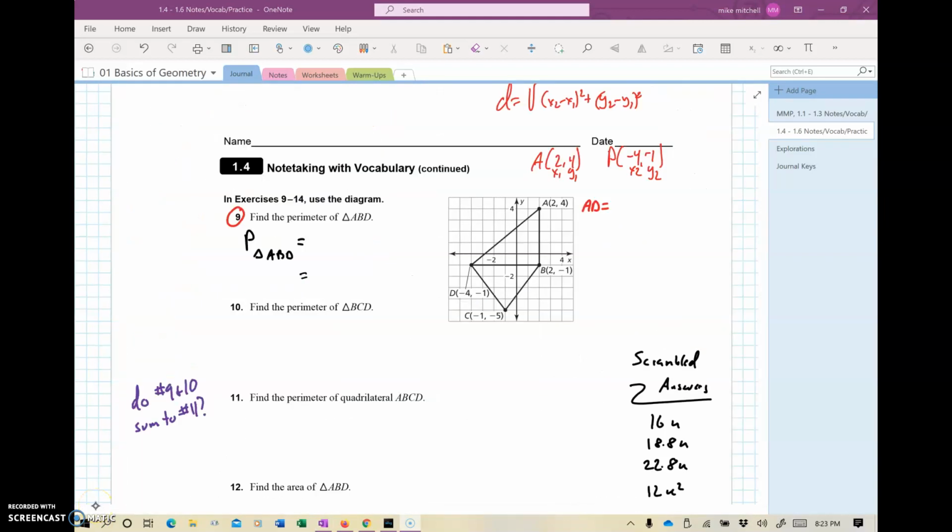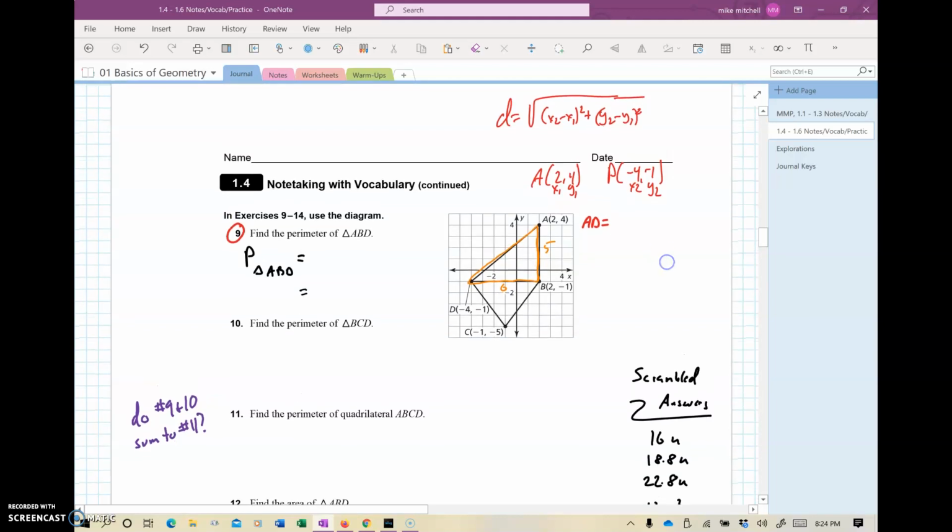So perimeter of ABD, similar to what we did before. So here's ABD right there in the orange. Not hard to get. This is 5 over here. 1, 2, 3, 4, 5. 4 minus negative 1 is 5. Negative 4 minus 2 is negative 6. Absolute value is 6. I need to find AD.